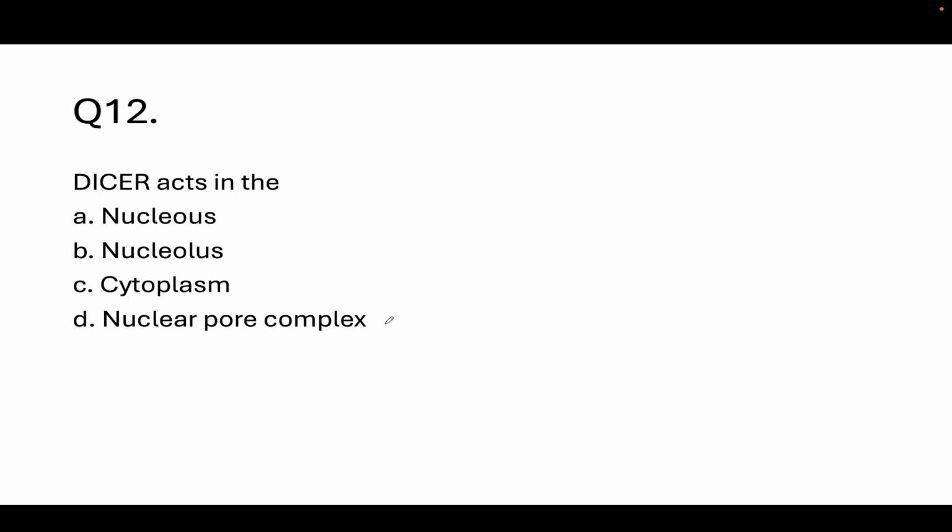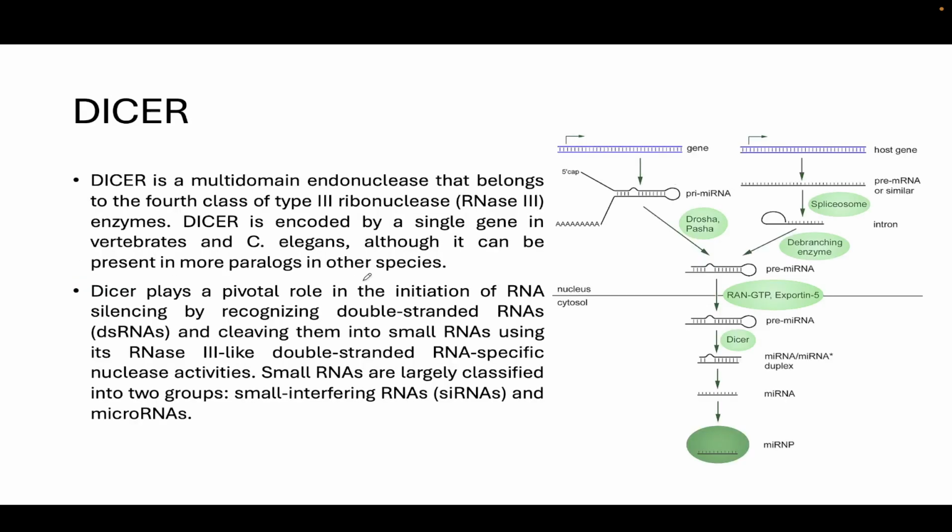Okay, let's see. So you say cytoplasm. So it is correct. Okay. So Dicer is a multi-domain endonuclease that belongs to the fourth class of type 3 ribonuclease, or RNase 3. Fine. Dicer is encoded by a single gene in vertebrates and C. elegans, although it can be present in more paralogs in other species. Got it?